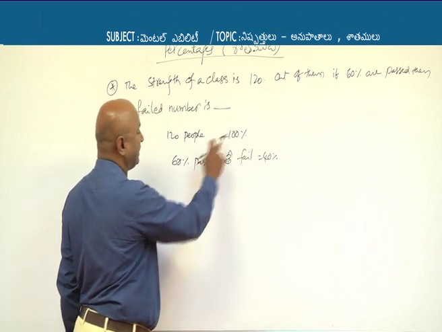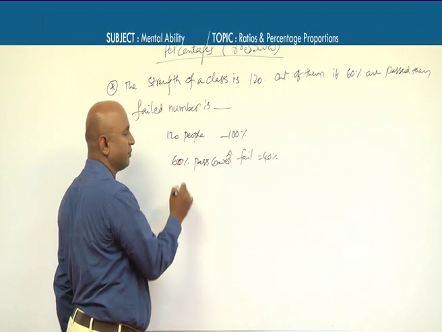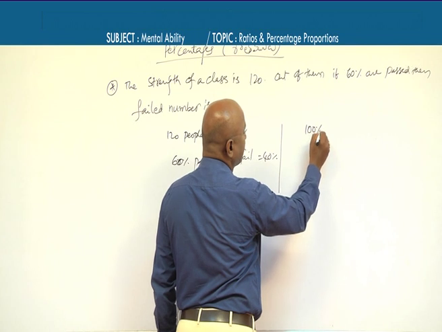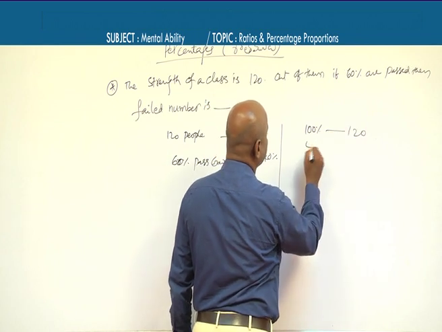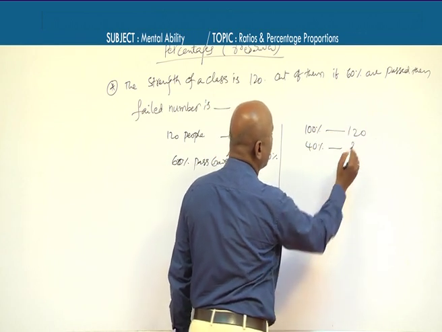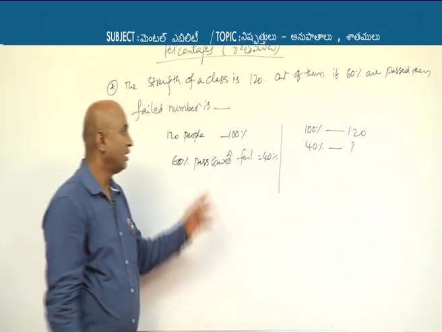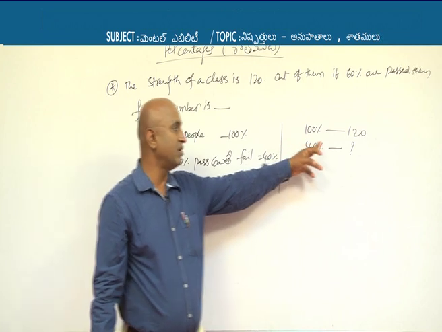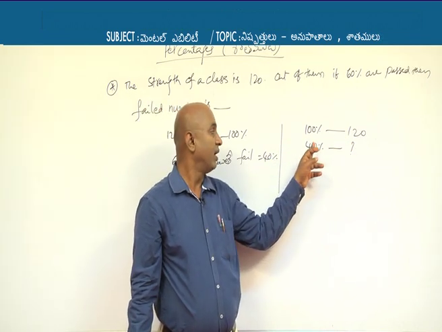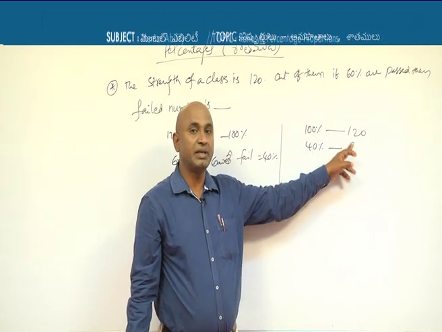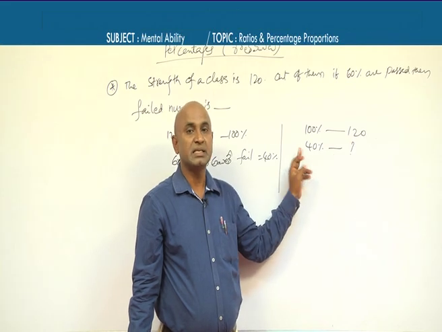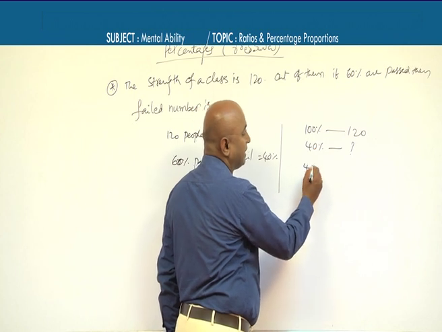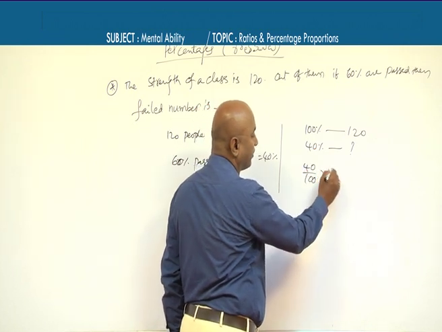Failed is 40%. 100 minus 60 is equal to 40%. Now see the problem. If 100% is equal to 120, then 40% is equal to how much? Total strength of the class is equal to 100%, and it denotes the value 120. If 100% is equal to 120, then 40% is how much? 40/100 into 120.